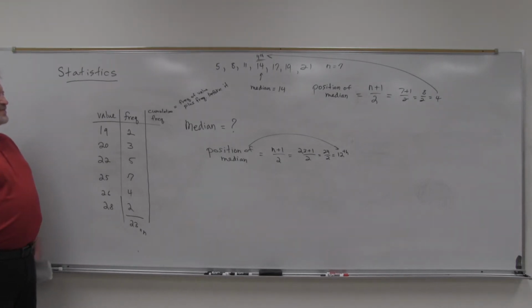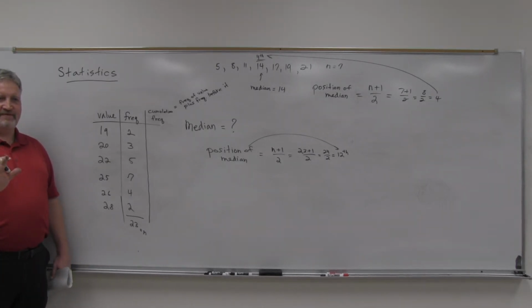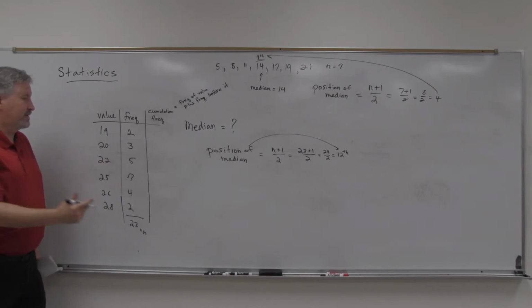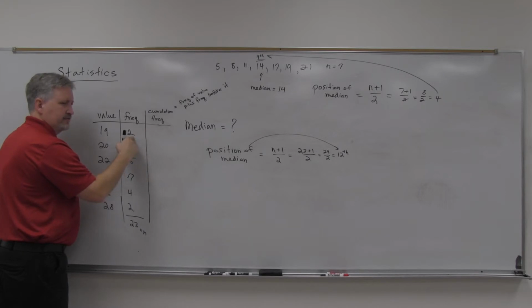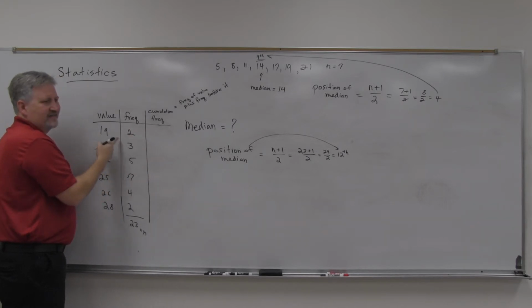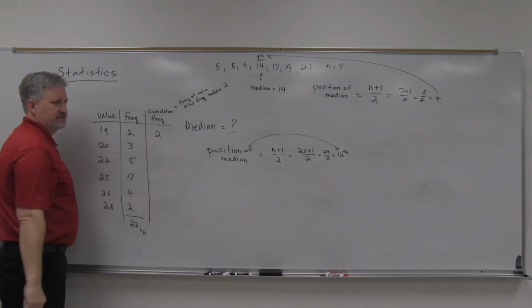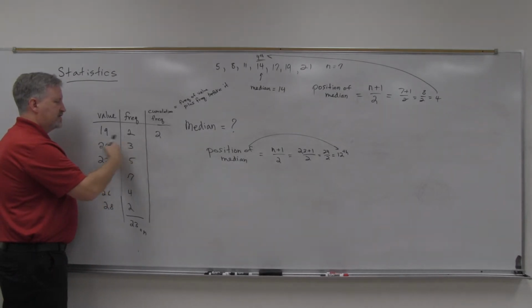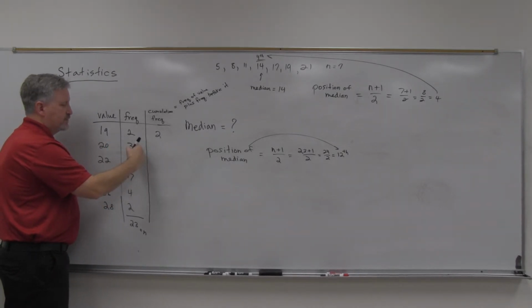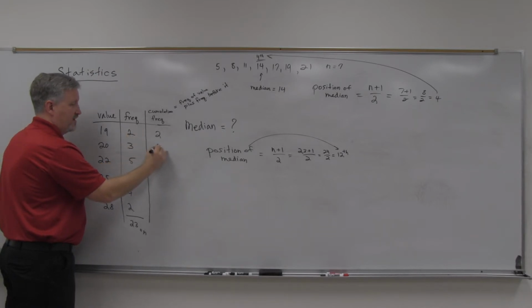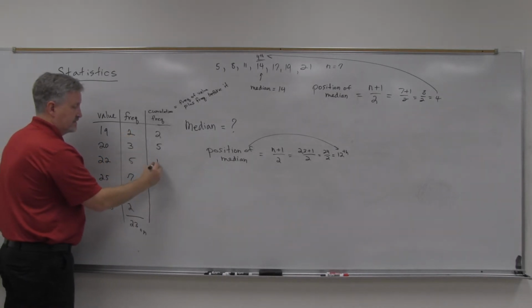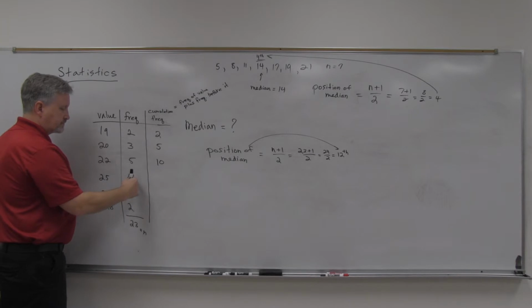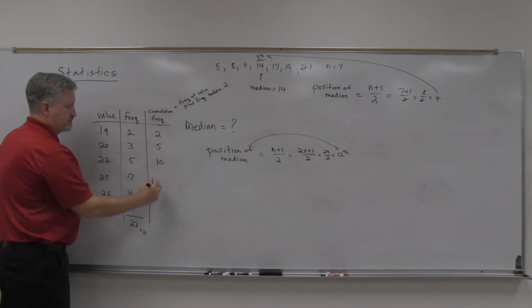All right. So here's what this is. The cumulative frequency is the frequency of the value plus the ones before it. Now, 19 doesn't have anything before it, so the cumulative frequency is still 2. However, when I get to the 20, the cumulative frequency is 3 plus the 2 before it, so that's 5. The cumulative frequency for 22 would be 5 plus the ones before it, so that's 10. 25 would be 7 plus the ones before it is 17.